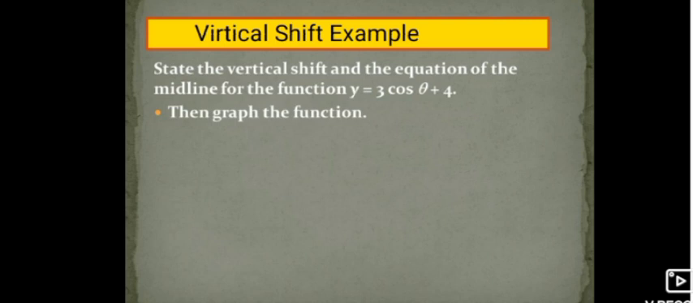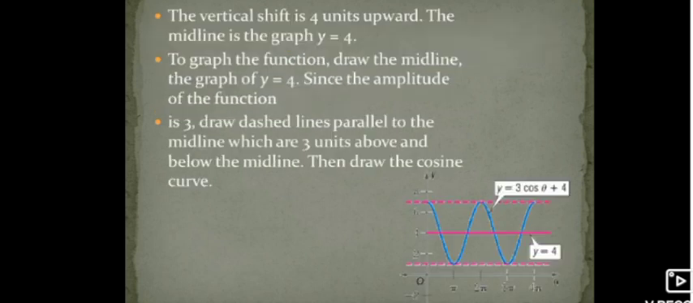Vertical shift example. State the vertical shift and the equation of the midline for the function y equals 3 cos theta plus 4. Then graph the function. The vertical shift is 4 units upward. The midline is the graph y equals 4.